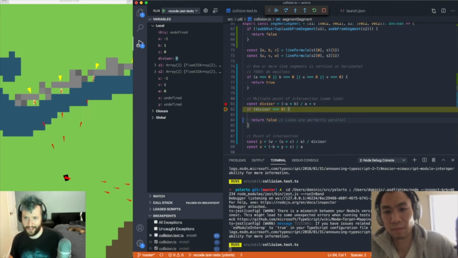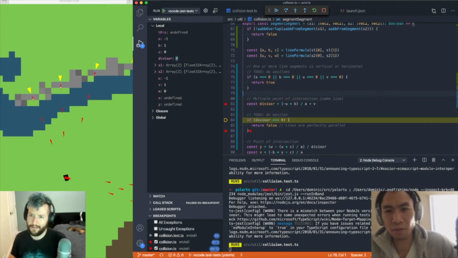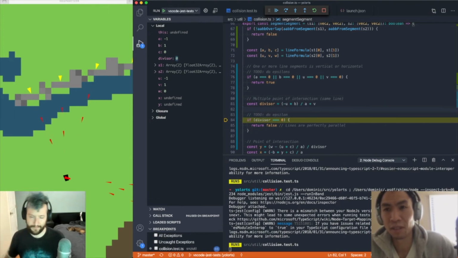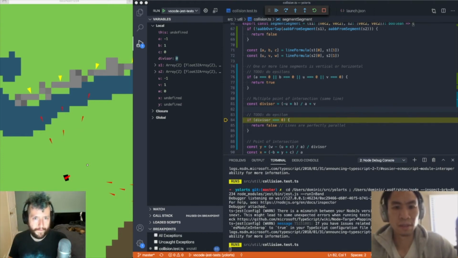We should add a little epsilon function to math. Yeah, I wonder if the GL matrix has that. Because I know GL matrix does have an epsilon value, but I don't remember what exactly they use it for. Oh yeah, glMatrix.epsilon. They do an equals there between.